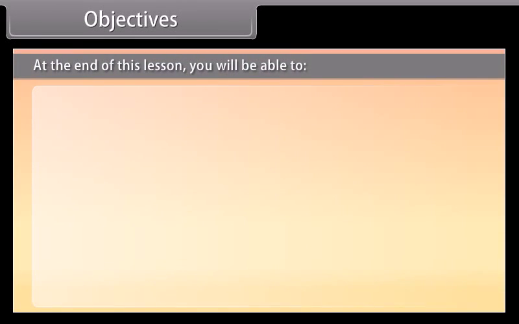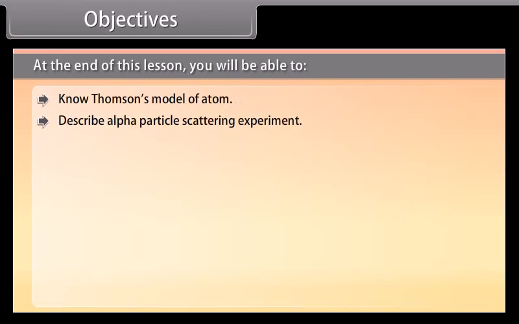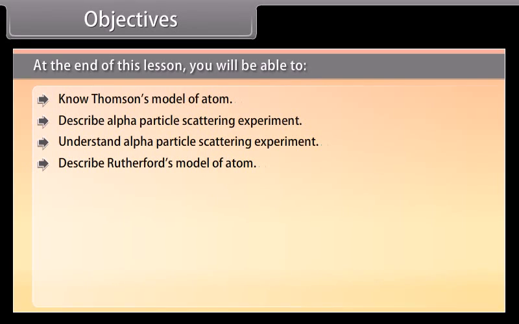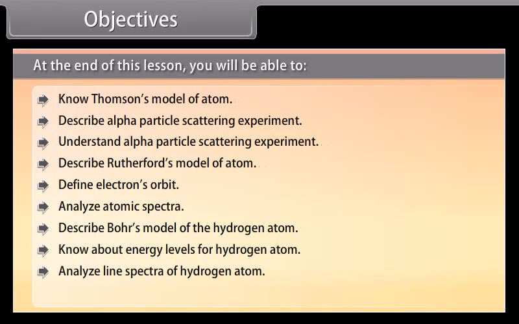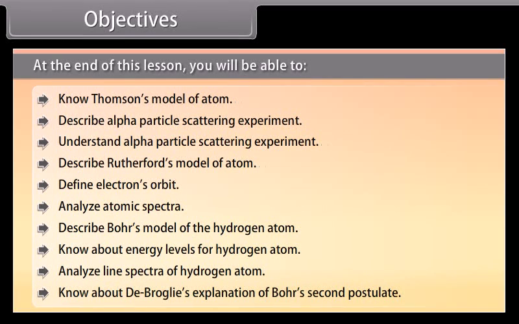Objectives. At the end of this lesson, you'll be able to know Thompson's model of atom, describe alpha particle scattering experiment, understand alpha particle scattering experiment, describe Rutherford's model of atom, define electron's orbit, analyze atomic spectra, describe Bohr's model of the hydrogen atom, know about energy levels of hydrogen atom, analyze line spectra of hydrogen atom, know about de Broglie's explanation of Bohr's second postulate.